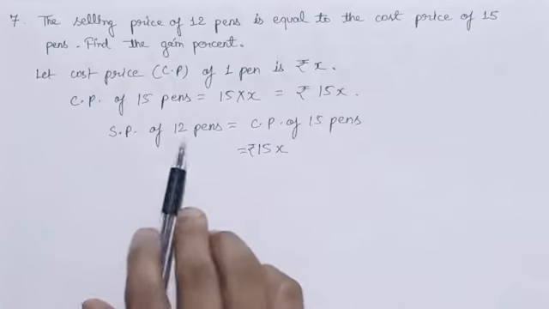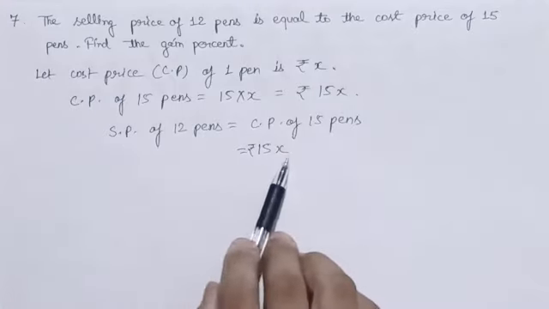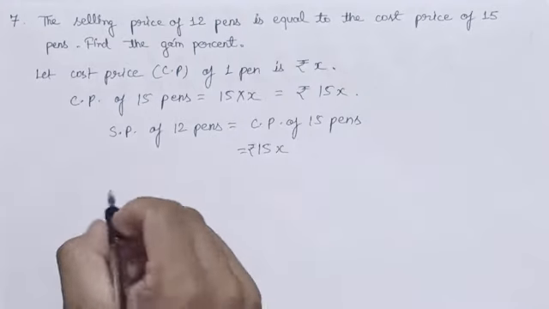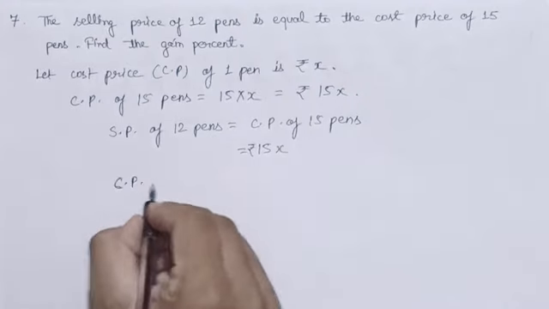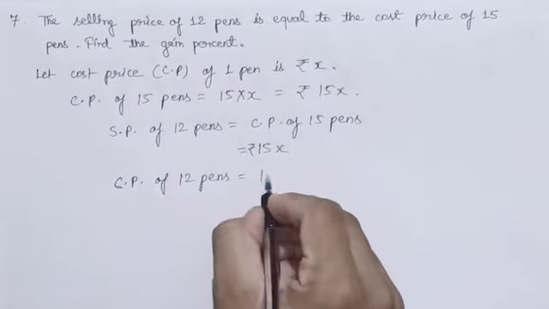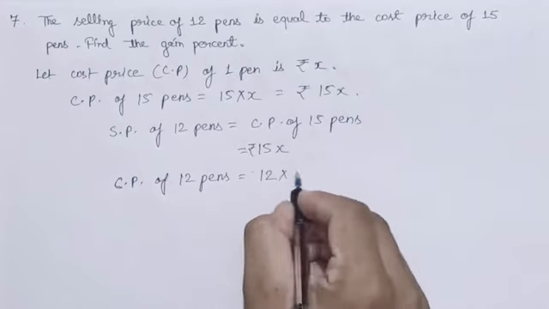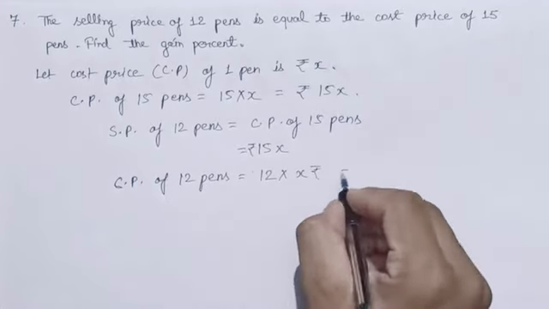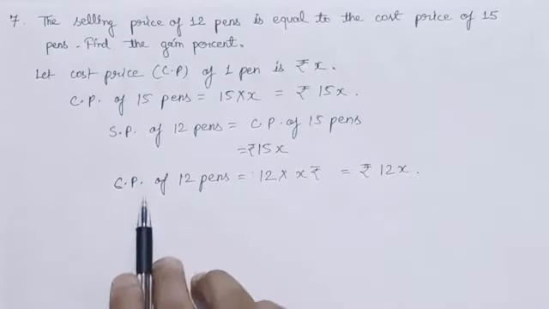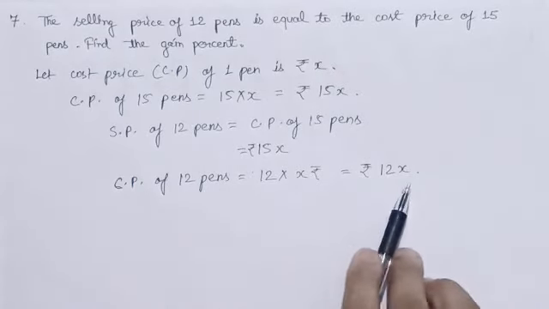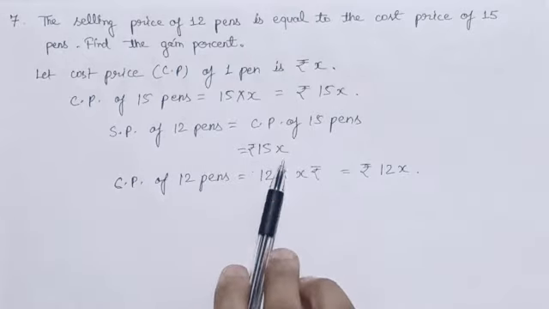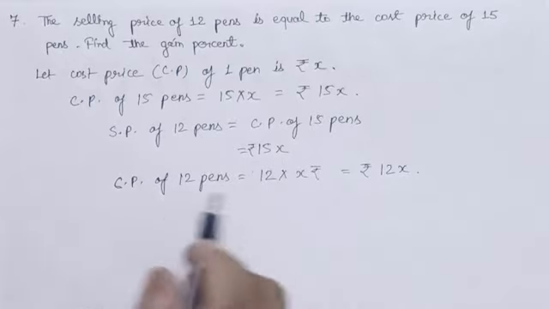Now SP of 12 pens is equal to rupees 15X. But what would be the cost price of 12 pens? So CP of 12 pens is equal to 12 into X rupees. So it is equal to rupees 12X. So the cost price of 12 pens is rupees 12X, but the selling price of 12 pens is rupees 15X. So there is a gain.